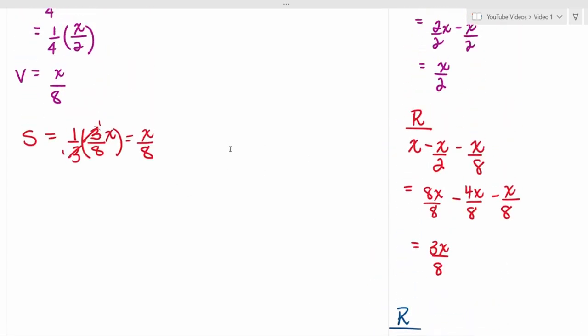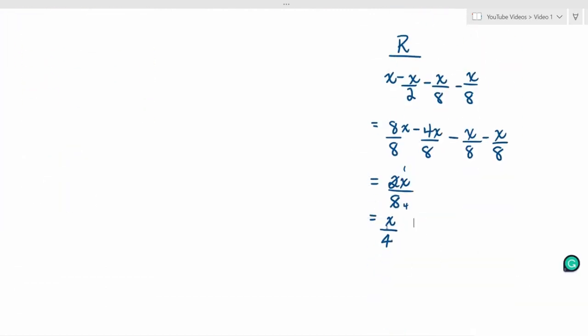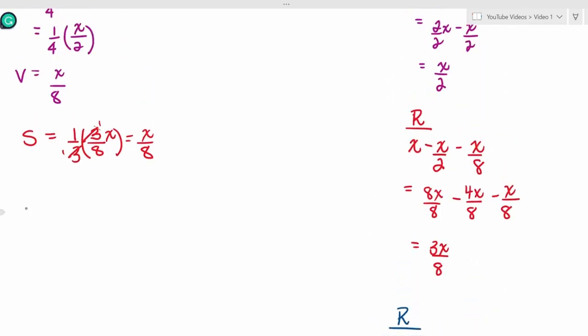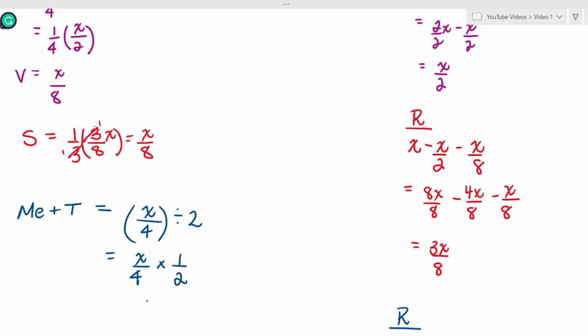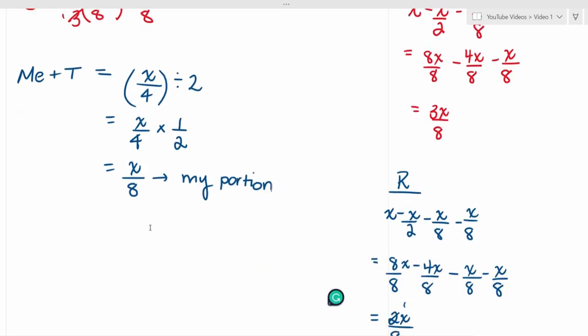All right, so the treasurer and myself, or you, only have this much left over to share. We have to split it equally amongst ourselves. So that means that me and the treasurer are going to get x over 4, that's the remainder of what's left, divided by 2. x over 4 times, we have to take the reciprocal, 1 over 2. So we get x over 8 individually. So that's going to be my portion. And the treasurer is going to get the same, x over 8.